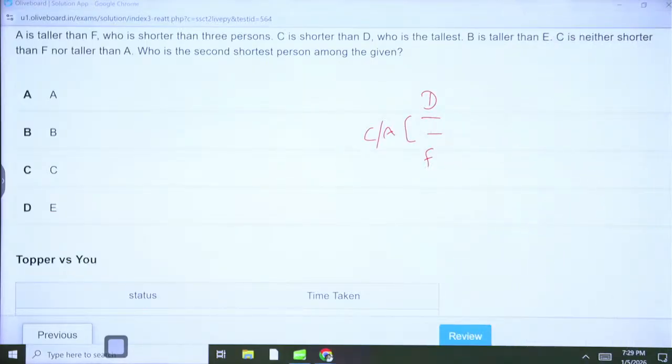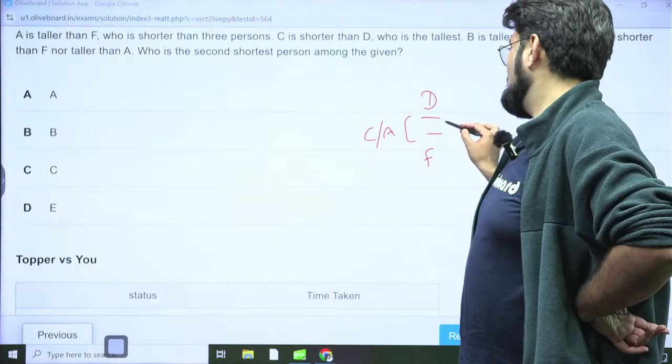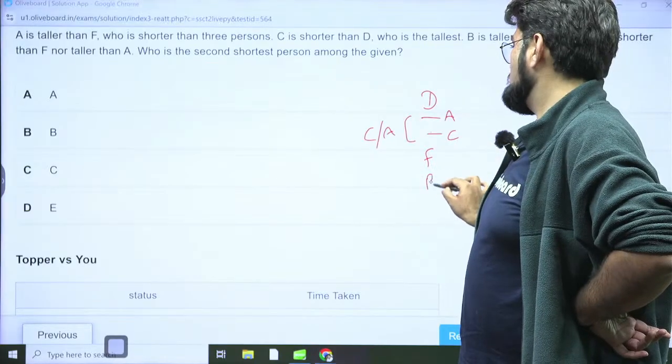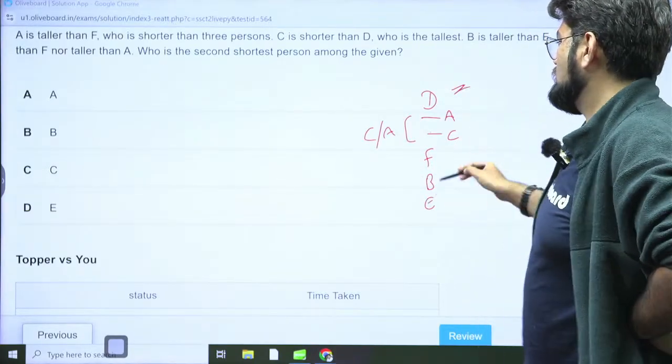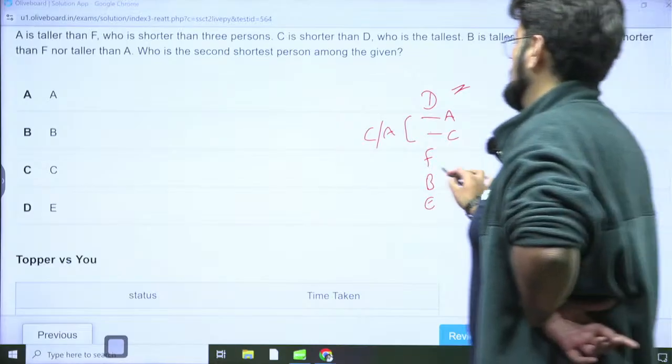B is taller than E. C is neither shorter than F nor taller than A. So this is A, this is C now. B is taller than E, there is no connection here. So I think because D is the tallest we know, so we will be putting them here. So who is the second shortest person among them? There is no option apart from B here.